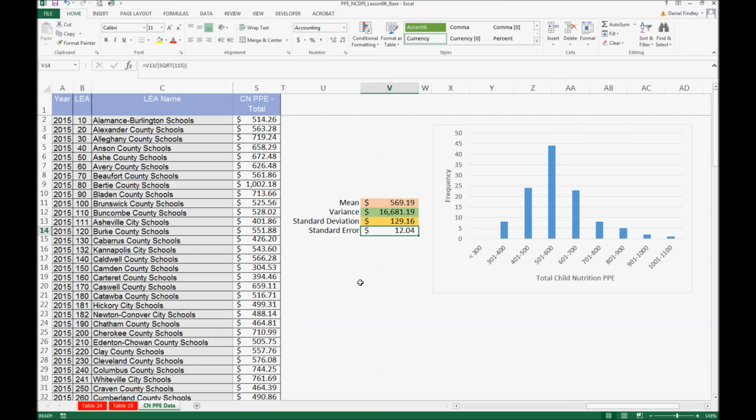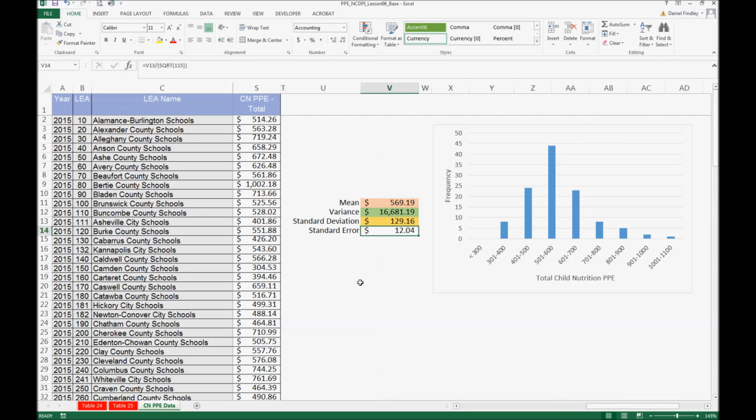So if we have this larger population and we take multiple samples of that population, we're going to expect that the mean is going to vary. We're not going to have the same mean with every sample we take, but we're going to have some expectation that they are within some certain value of each other, and that's represented by the standard error.